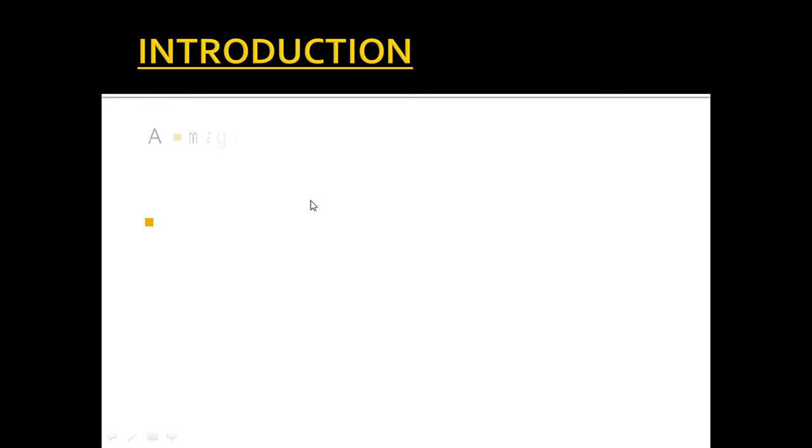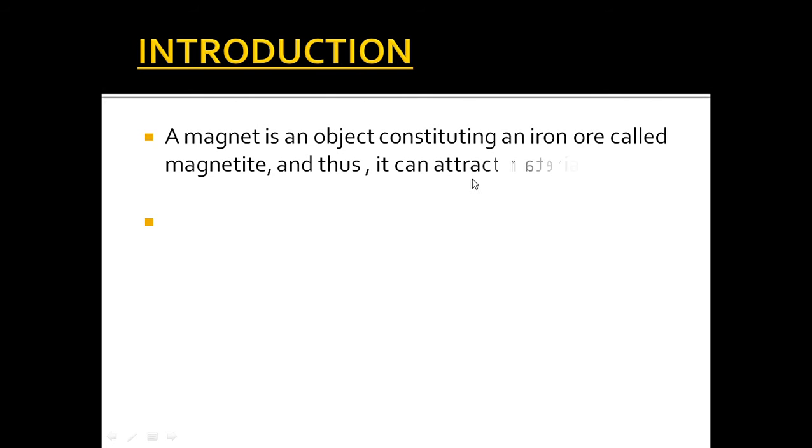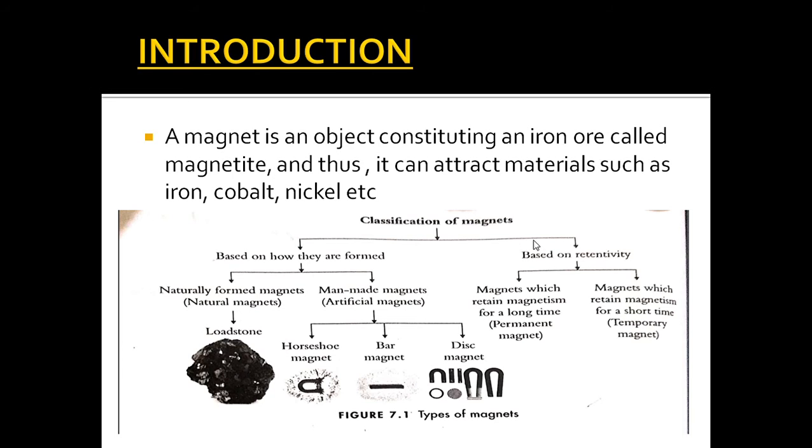Introduction. A magnet is an object constituting an iron ore called magnetite, and thus it can attract materials such as iron, cobalt, nickel, etc. This is an image on classification of matter. Pause the video to read it.